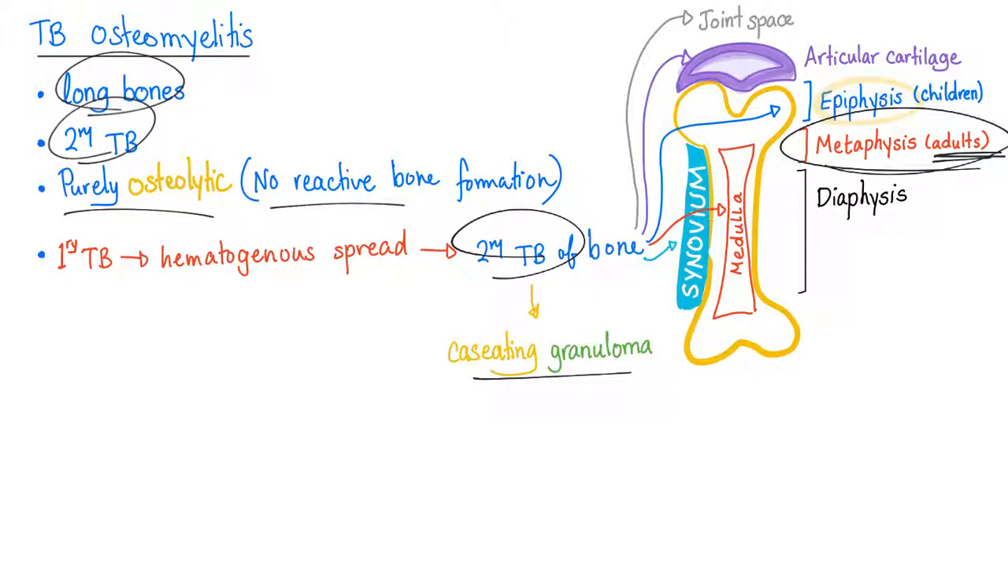And we're talking about adults because this is an internal medicine lecture. How about the kids? Epiphysis. TB can even involve the joint space, the joint, the articular cartilage, and maybe the medulla and the synovium.